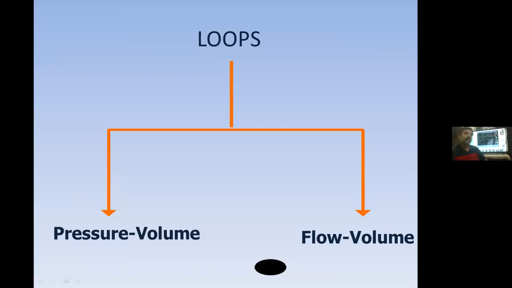Loops are the pressure-volume and flow-volume loops. How much pressure the person is able to breathe, how much the flow is; flow and pressure are different. When you blow into a balloon, the pressure of the air inflates the balloon, so the volume of the air against the resistance it is developing, that is the pressure. And the flow means how much volume of gas is entering the balloon. That is the difference between these two things.